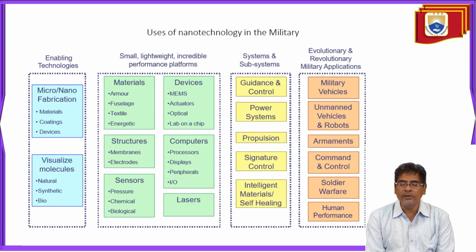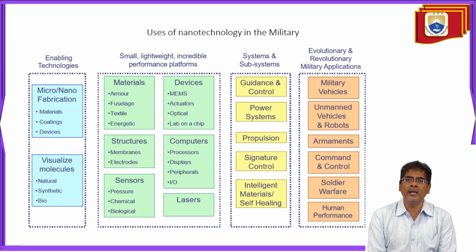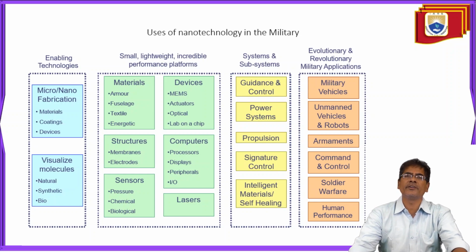Whereas when we speak about systems and subsystems, they are used for guidance and control, power systems, propulsion, signature control, intelligent materials of self-heating, and military vehicles, right? Unmanned military vehicles and robots, armaments, command and control, soldier welfare, human performance. So these are the evolutionary and revolutionary military applications.